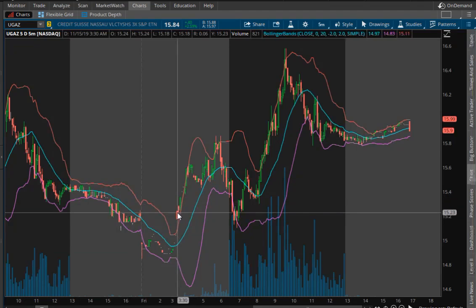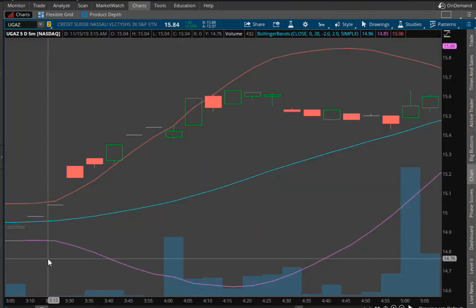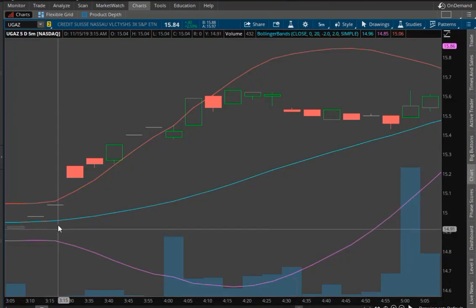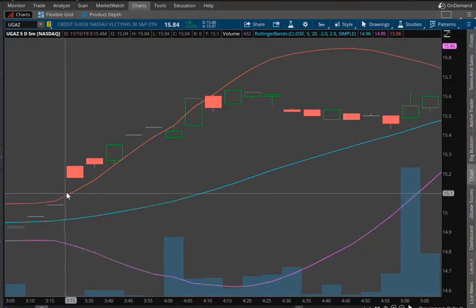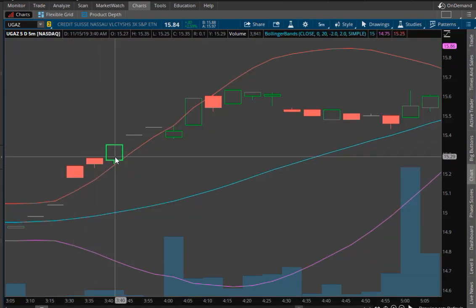So if we were to go ahead and blow this up right here, just this section alone. Now the Bollinger Bands are coming out of a squeeze. You see that right there? And now they're starting to spread apart, and we have the candles completely above the Bollinger Band. So this is a good signal of an uptrend.